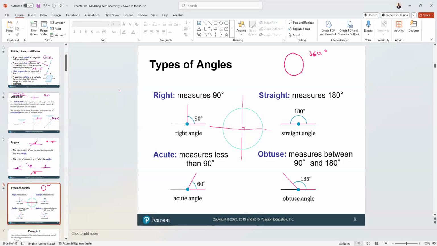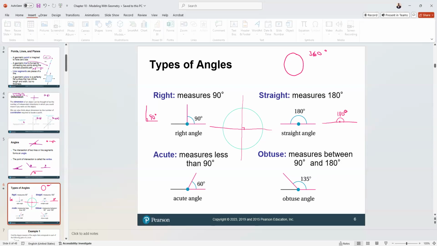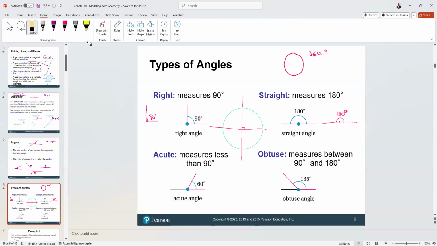If you do something like this, very straight, we know that angle is 90 degrees. We call it a right angle. A straight angle is 180 degrees. So 90 degrees plus 90 degrees makes 180 degrees. But an acute angle is any angle, let's call this angle theta, that is less than 90 degrees.